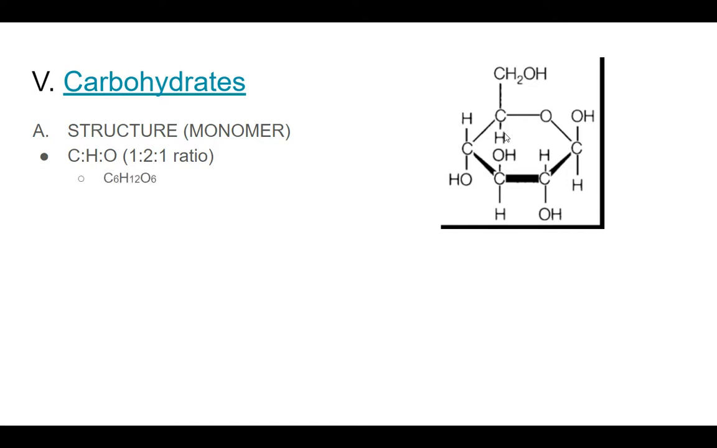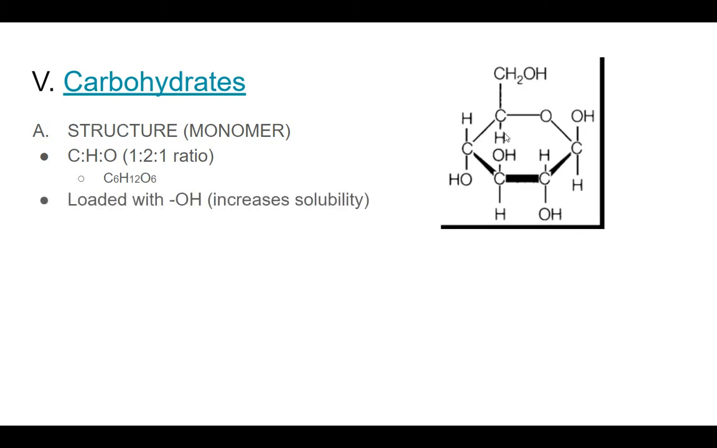So for example, glucose, C6H12O6, your carbon and oxygen count is the same and your hydrogen count is doubled. Now that might flux a little bit as we start to build polymers because remember we lose water each time we form a bond, but the monomer will always follow a 1 to 2 to 1 ratio.